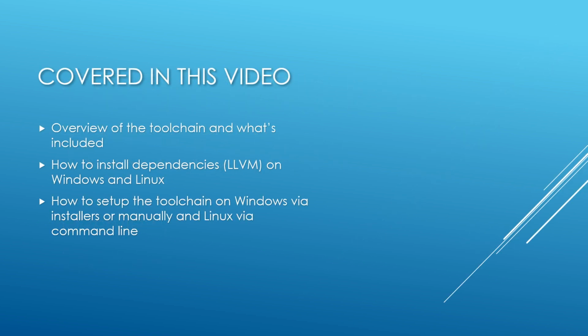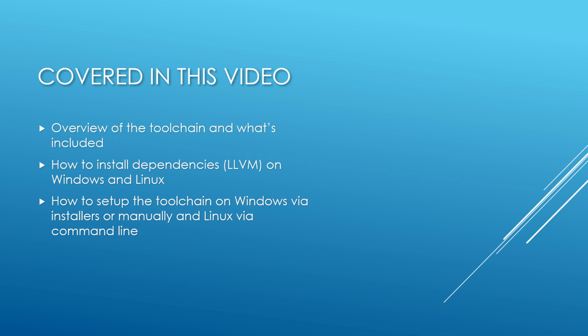So this video is going to be doing an overview of the toolchain. So what's included is obviously the header files and stuff like that necessary to start building applications, but there's some other things in there too that some people might find helpful, so we're going to go through all of that. After that, we're going to be going through how to install LLVM, because this toolchain leverages LLVM, so we're going to be going through how to install that on both Windows and Linux.